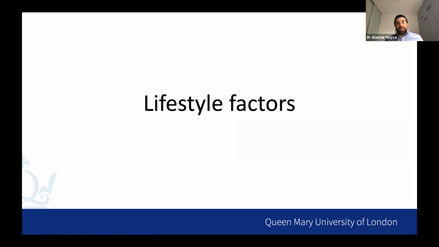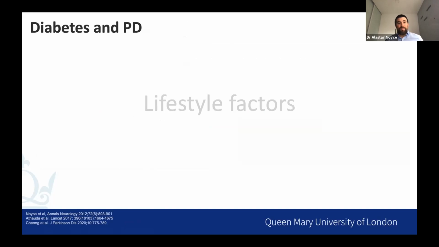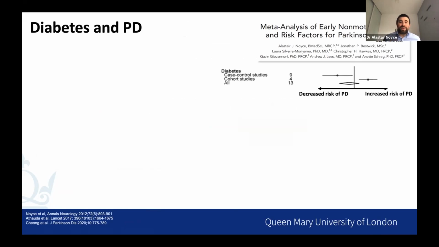Lifestyle factors are really interesting in the epidemiology of Parkinson's. We first got interested in diabetes and Parkinson's about a decade ago when we published this big systematic review and meta-analysis looking at all the early features and risk factors for Parkinson's disease. And diabetes was in there as one of the factors where we didn't see a significant increase in risk of Parkinson's or a significant decrease in risk of Parkinson's. But actually, it was more interesting than that, we discovered over time, because depending on the type of epidemiological study done, whether it's a design called a case control study or a design called a cohort study, you see the opposite effects.